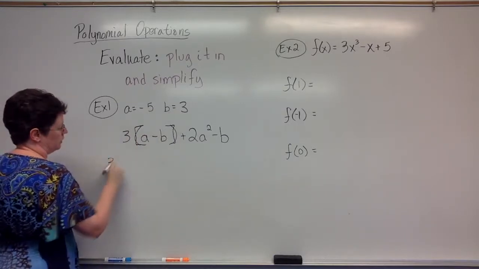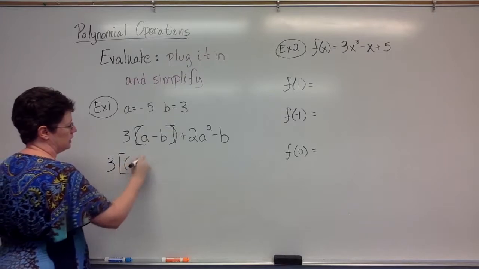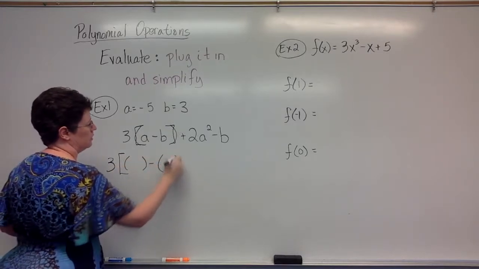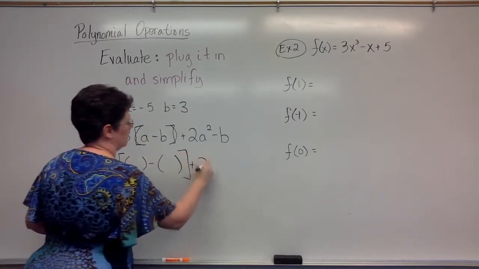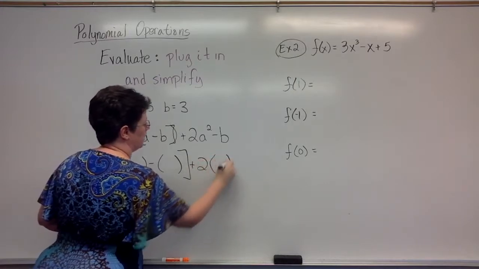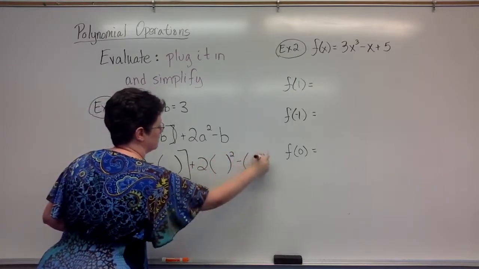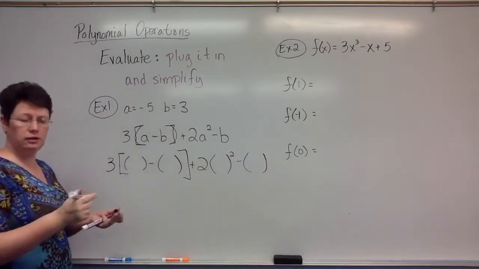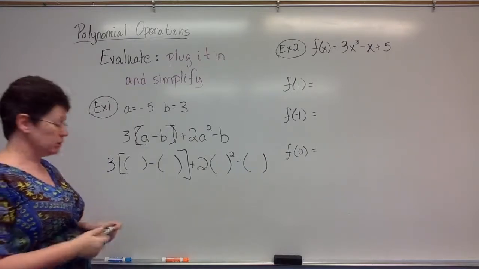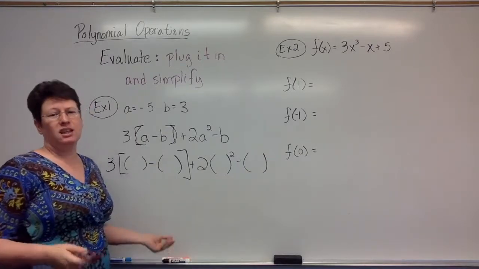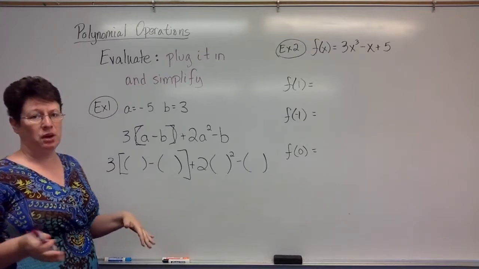So let's write it down. I've got a bracket. I see an A and a B. I've got a 2. Oh, there's another A, and it's squared minus a B. Easy enough, right? Now, here's the part where most students make a mistake. Make sure we plug the right numbers in the right spots, right?